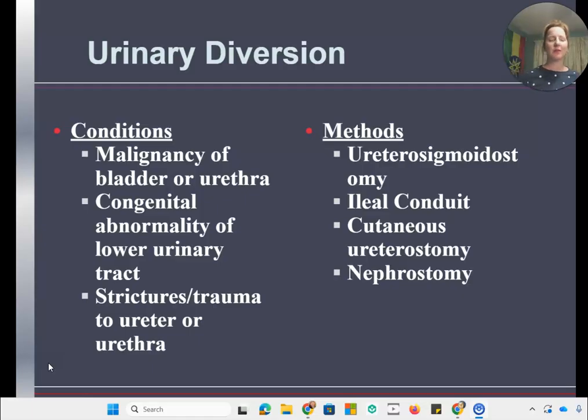Their bladder doesn't communicate with their brain. They don't know when to squeeze, when to hold. So you may end up having somebody who has a lot of retention, and this would be helpful for them. And then strictures or trauma to the area. There's different methods by which we do this, but let's look at what they look like so that we're prepared to take care of our patients that actually have these.